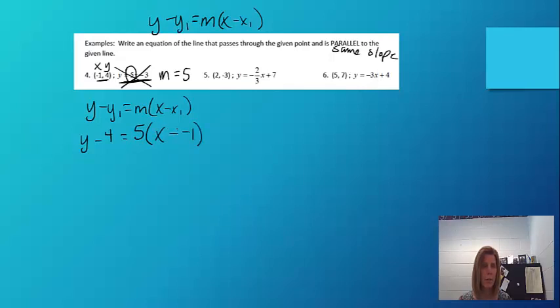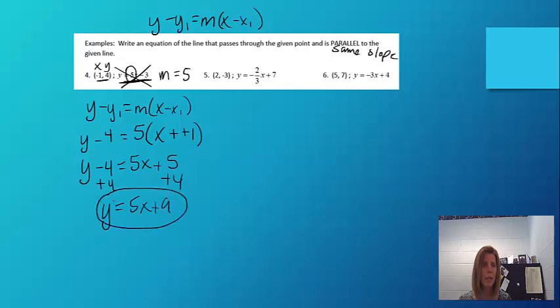Okay, now cleaning it up, a minus negative 1 will become plus a positive 1. I'm ready to get rid of my parentheses. I'll get y minus 4 equals, if I distribute, 5x plus 5. And then to finish it, to get rid of the minus 4, we will add 4 to both sides. So I'll end up getting y equals 5x plus 9. And that would be the equation. Notice they're two different equations, but they will both be parallel to each other.